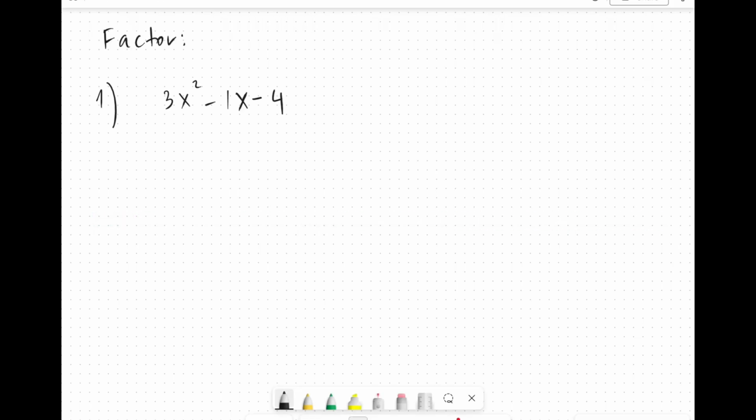Welcome to factoring quadratic trinomials with leading coefficient not being equal to 1. Here is your first example. This here is a quadratic trinomial with leading coefficient of 3 that does not have any GCF to take outside as is, so we have to set it up for factoring by grouping.